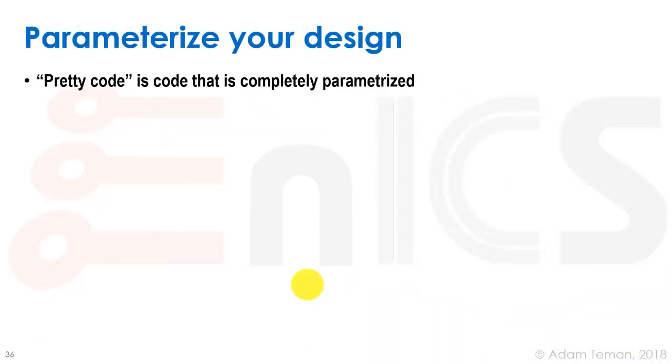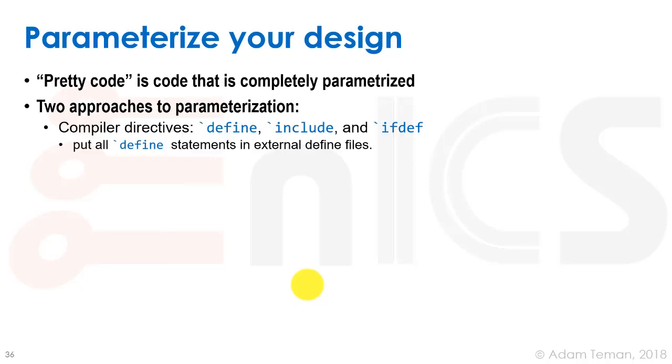Parameterize your design. Pretty code is code that is completely parameterized. There are two options. We can use compiler directives, macros. There's defines, includes, if-defs. They're really nice to make our code take care of a lot of different cases. You can put all the defined statements in an external define file and just use an include, and then make it adaptable to different technologies and so forth, different projects.